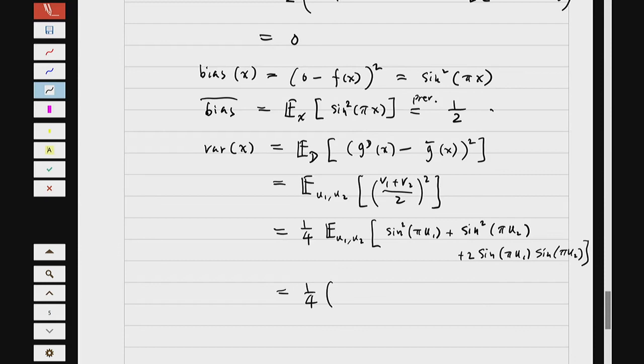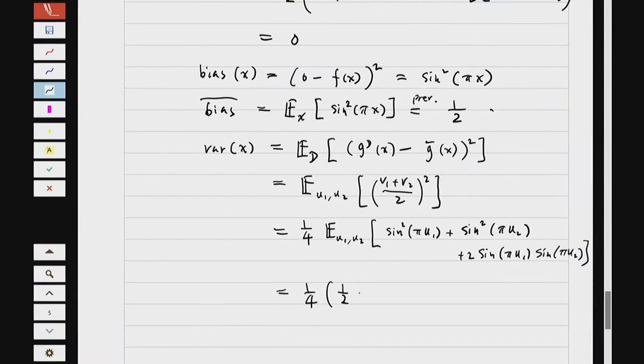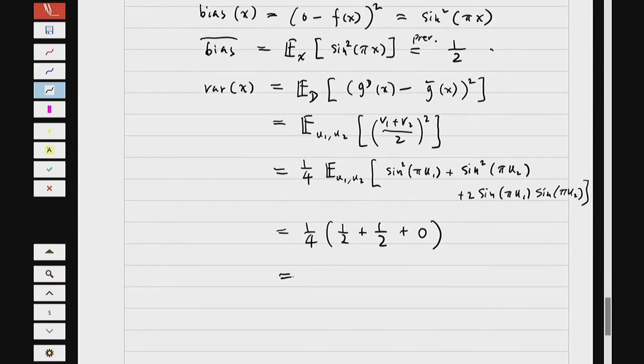The first term has nothing to do with u2, so we have just the expectation of e to the u1 of sine squared pi u1. We know this is half from previous. So the first one is half. The second one, by symmetry, is also half. How about the third one? What is the expected value of this? Well, these two are independent, so the expectation of the product equals the product of the expectations. And each expectation here we know is 0 from our previous analysis. So this thing is just big fat 0. So therefore, the variance is a quarter.